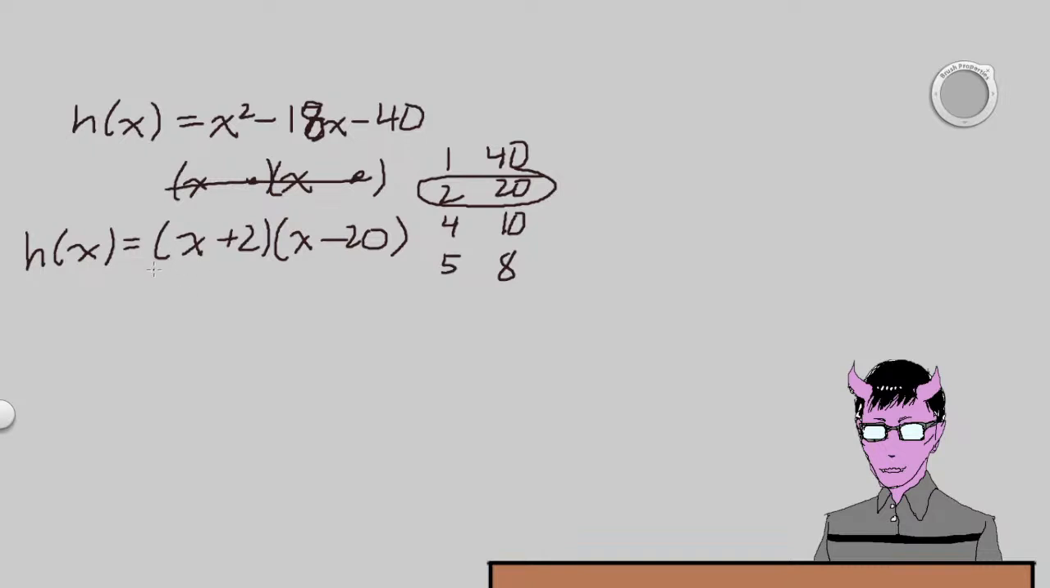Just to reiterate the vocabulary, this one is referred to as a factor of the polynomial. This is factor number 1, I'll call it 1 arbitrarily. This is factor number 2.